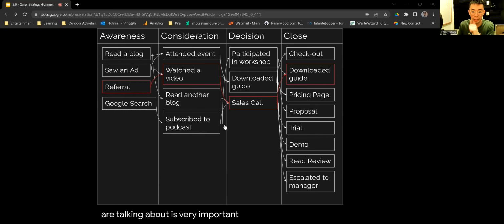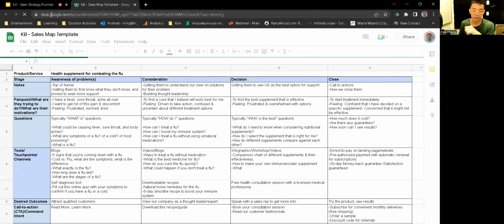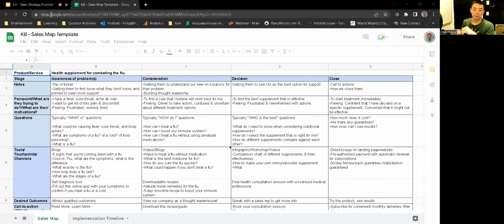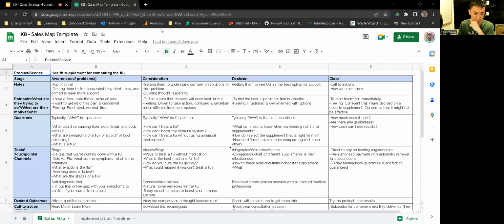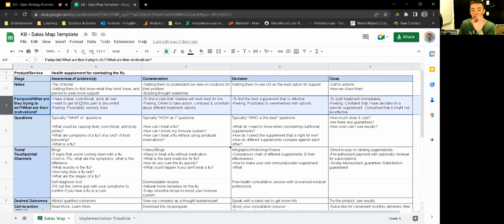So here I want to show you this template. And you can get a copy of this as well. But this here is mapped out with an example. So make a copy of this template and then you can start fresh and build your own strategy. But what it is basically, the awareness, consideration, decision, and close. I'm not going to repeat that, but in how you will use this template, the note section is just to remind you what those stages mean. Pain points. So this is where you start.